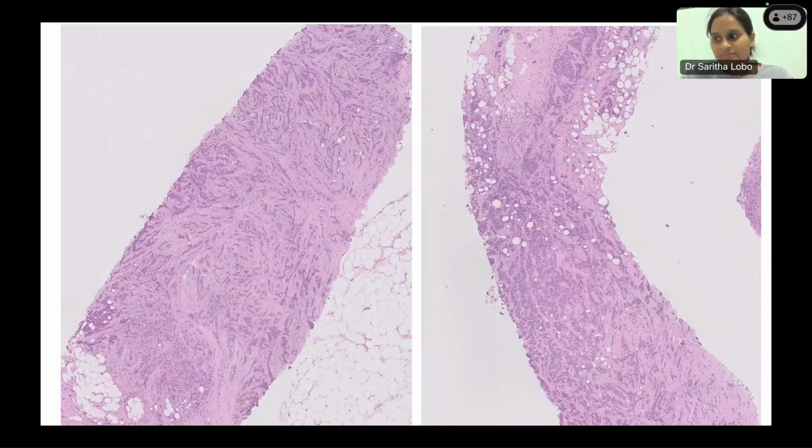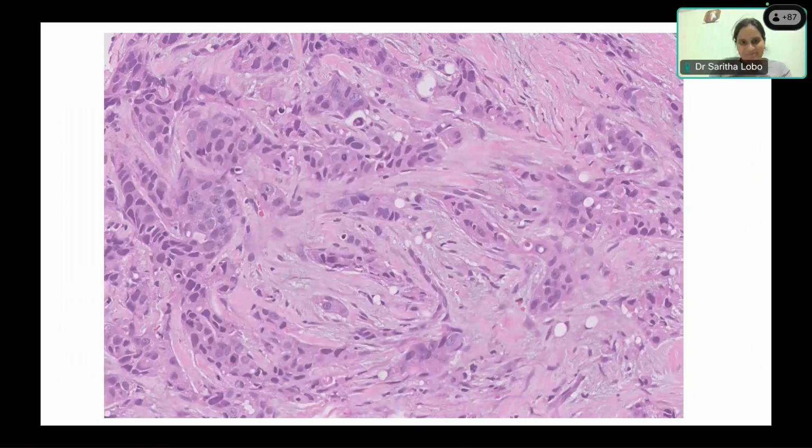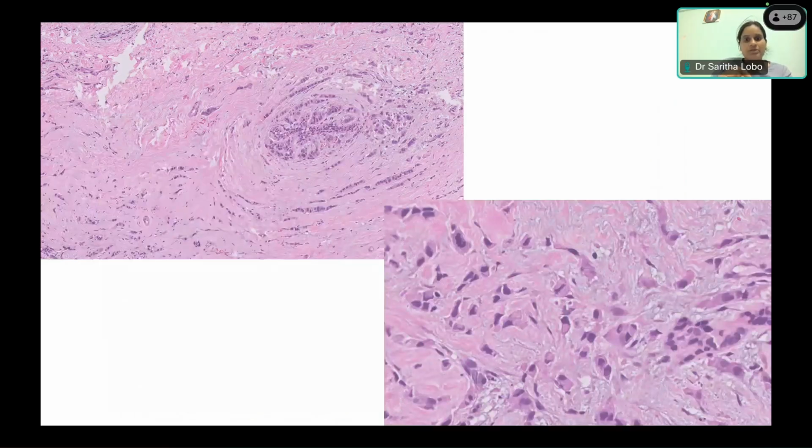In higher power, here, individual cells are plasmacytoid to ovoid with moderate to abundant cytoplasm, with some cells showing pleomorphism and few of the cells showing prominent nucleoli and cytoplasmic inclusions. In one of the fields, we can see one plasmacytoid appearance and mitosis also.